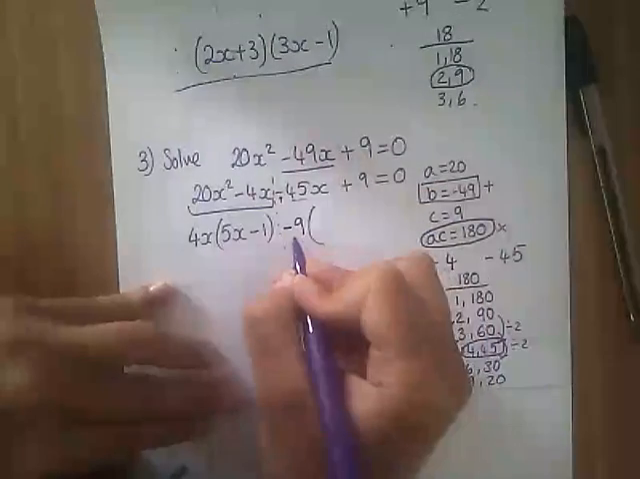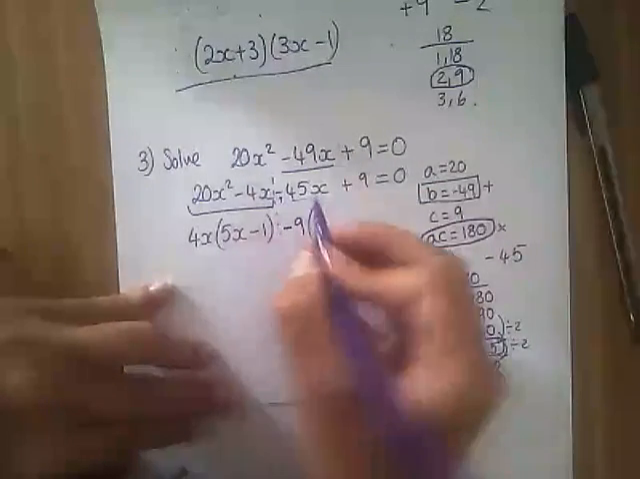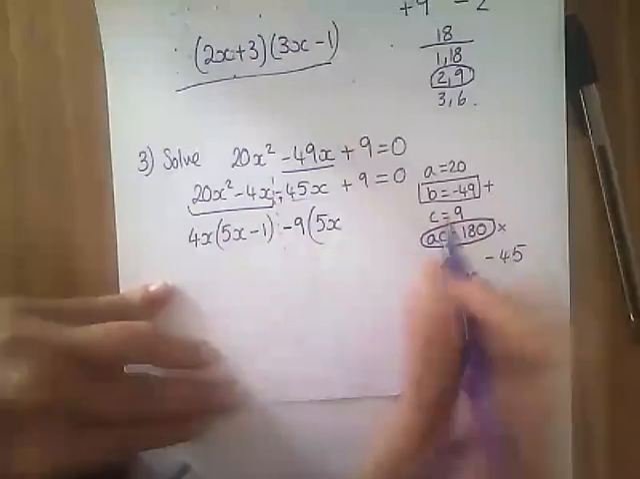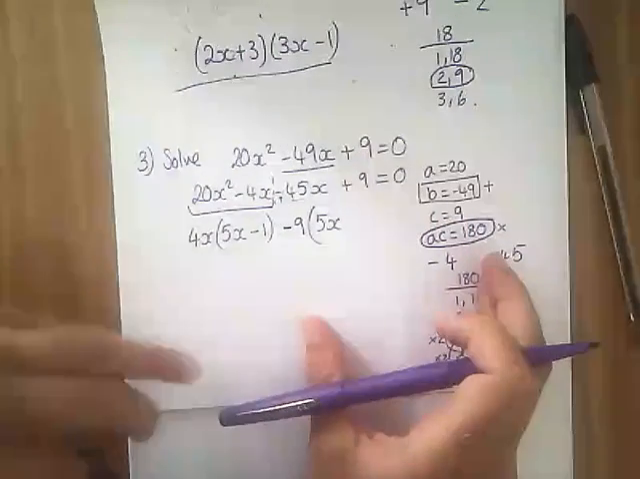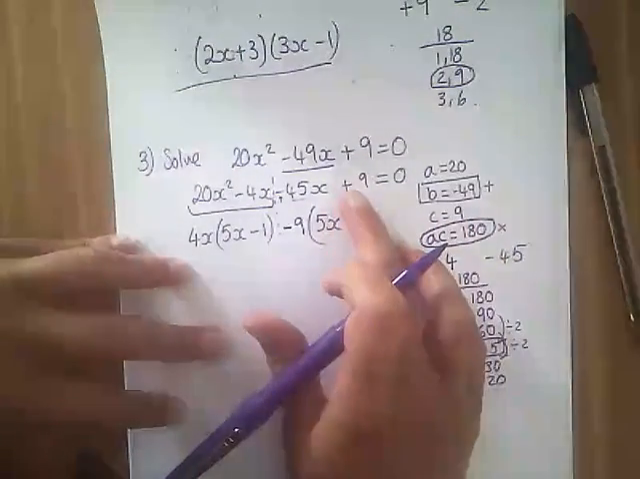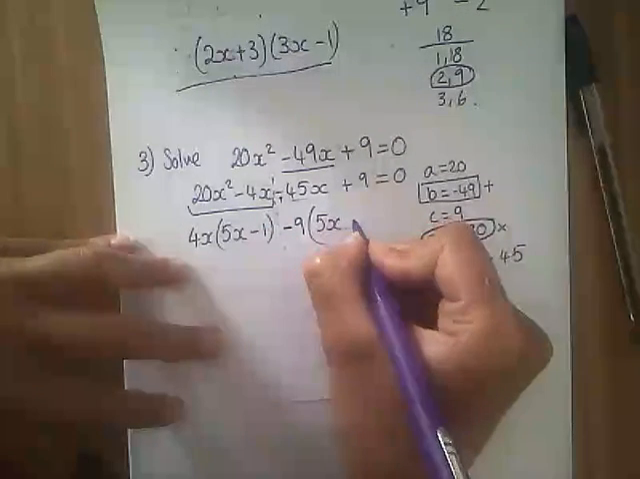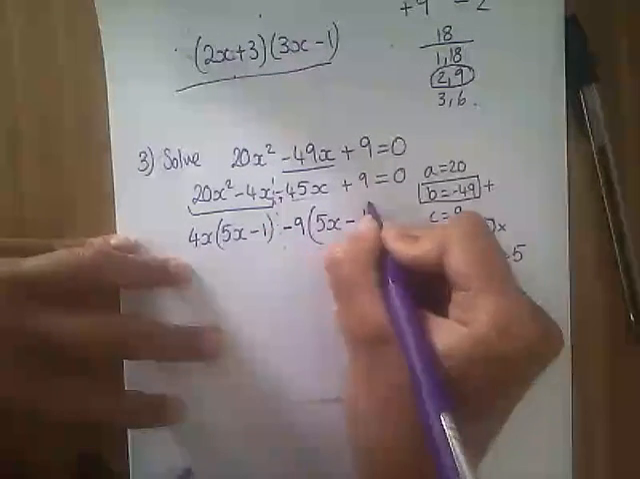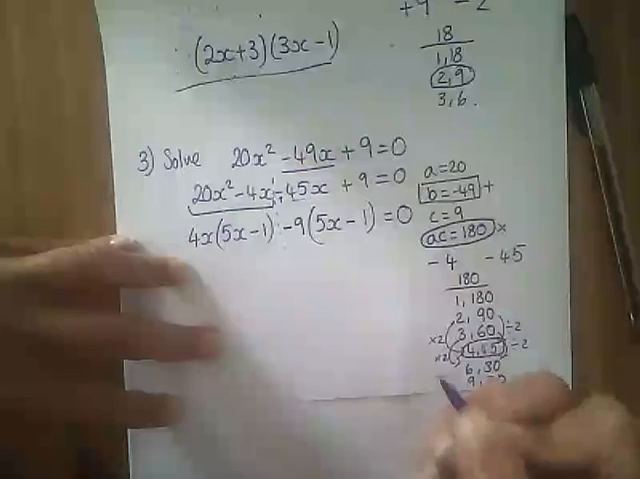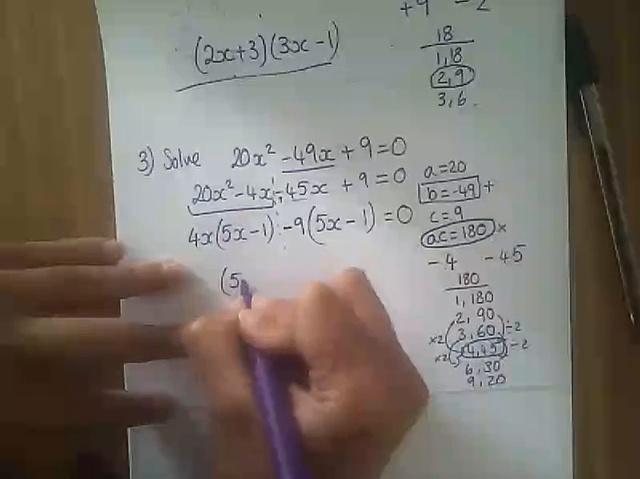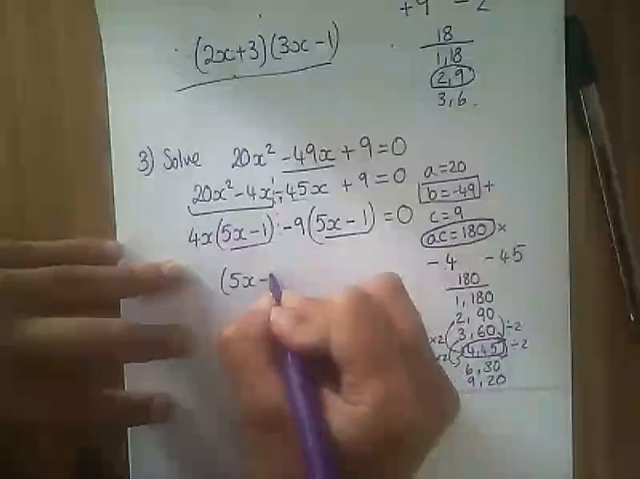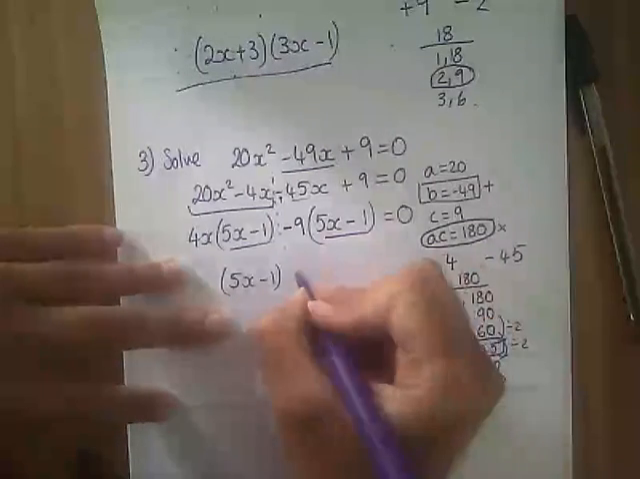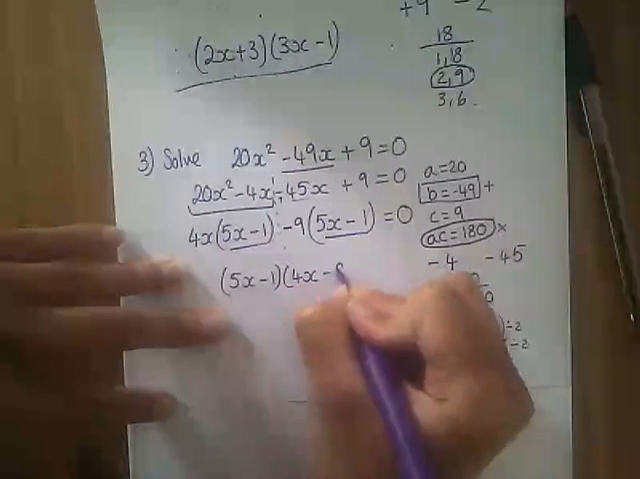What do I have to times minus 9 by to get minus 45x? 5x. What do I have to times minus 9 by to get positive 9? Well, a minus times a minus makes a plus, so I've got to have a minus, and it'll be minus 1. Okay? That makes my two brackets. These two are the same, so that one of my brackets is 5x minus 1. The other bracket is 4x minus 9.